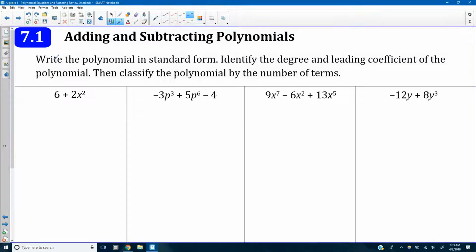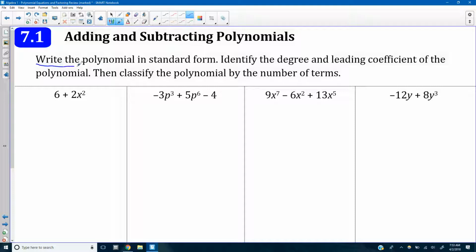Here we go. Okay. We are going to do adding and subtracting polynomials, which is not really what we're going to do here as far as combining like terms, but there are terms here that are added and subtracted. Let's see what we're going to do. Write the polynomial in standard form. Identify the degree and leading coefficient of the polynomial. Then classify the polynomial by the number of terms.